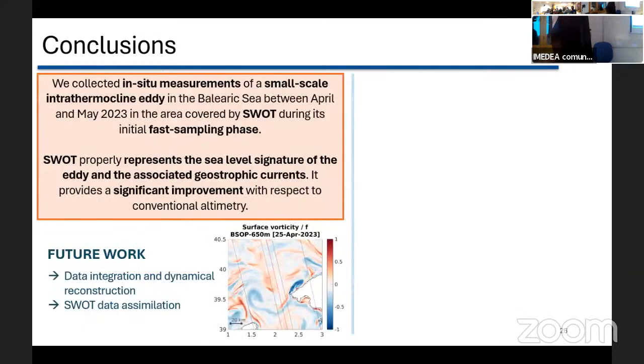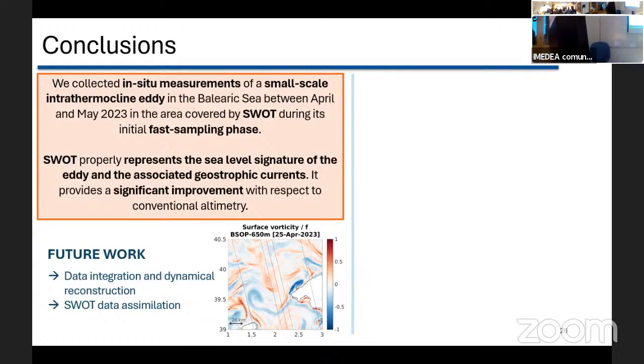Also, the specific conclusions about my work are that we collected in-situ measurements of this small-scale intrathermal eddy in the Balearic Sea during the SWOT sampling phase. And we can say that SWOT properly represents the sea level signature of the eddy and also the geostrophic velocities. And we see a significant improvement compared to conventional altimetry.